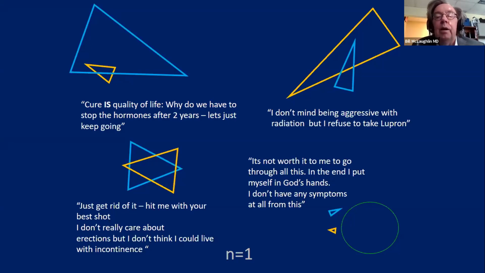To the right, a big quality of life triangle. I don't mind being aggressive with radiation, but I refuse to take Lupron. I refuse to take hormone therapy because I don't want to lose my manhood. I'm an athlete. I'm still sexually active. I still feel great. People tell me I'm 10 years younger than my age. I hit the gym 5 days a week. I feel great, alive. I am not going to give all that up for some theoretical advantage.